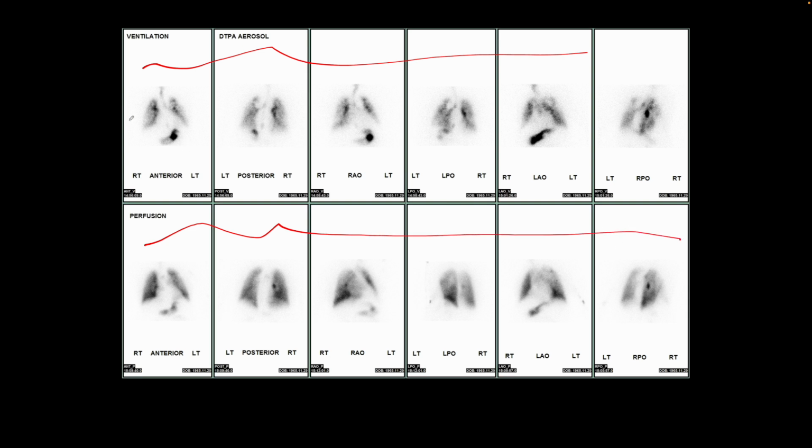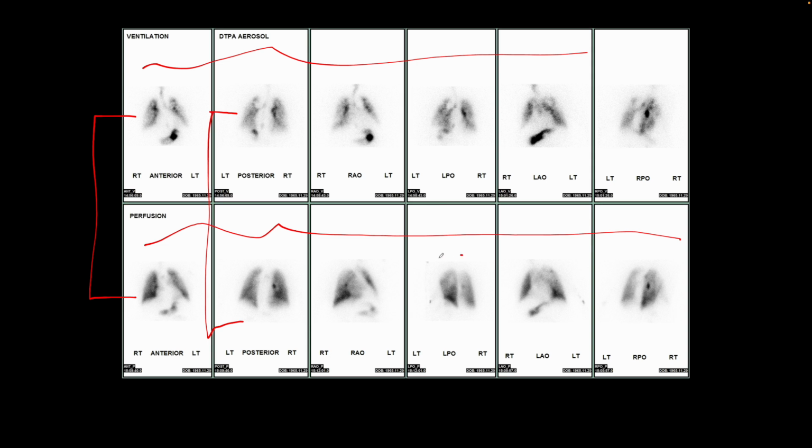And when we compare the anterior of ventilation to anterior of perfusion, we find that perfusion appears better. There is less heterogeneity. Same thing here when we compare the posterior of perfusion to the posterior ventilation above and perfusion below, we find that there is more uniform and better looking perfusion image compared to the ventilation image.